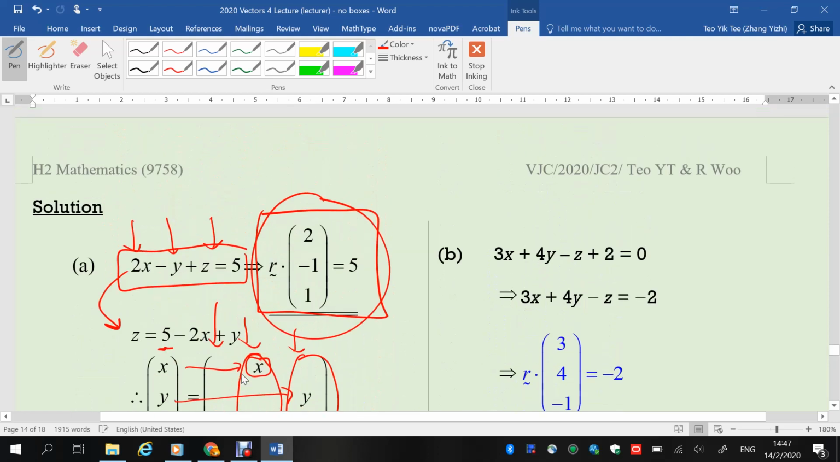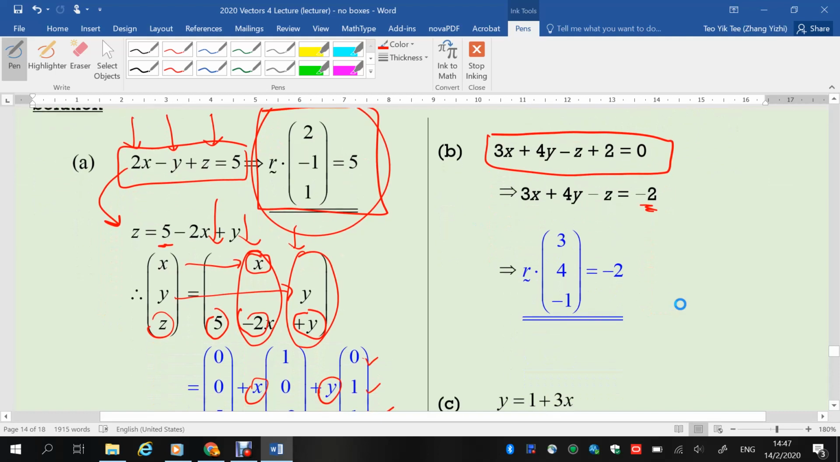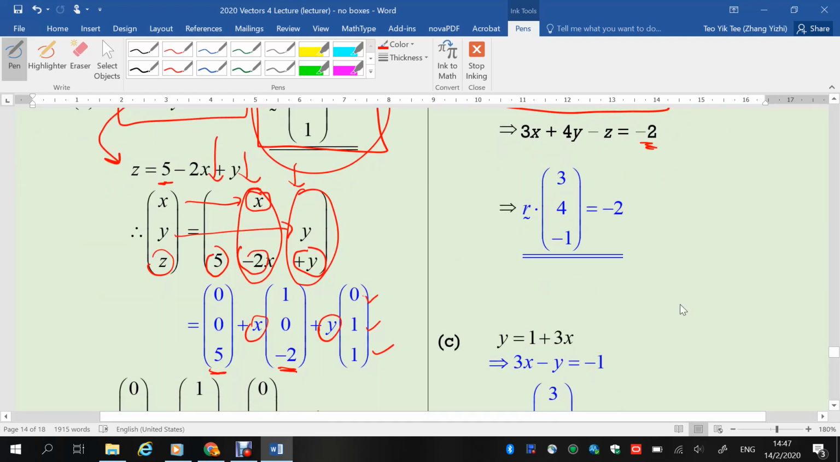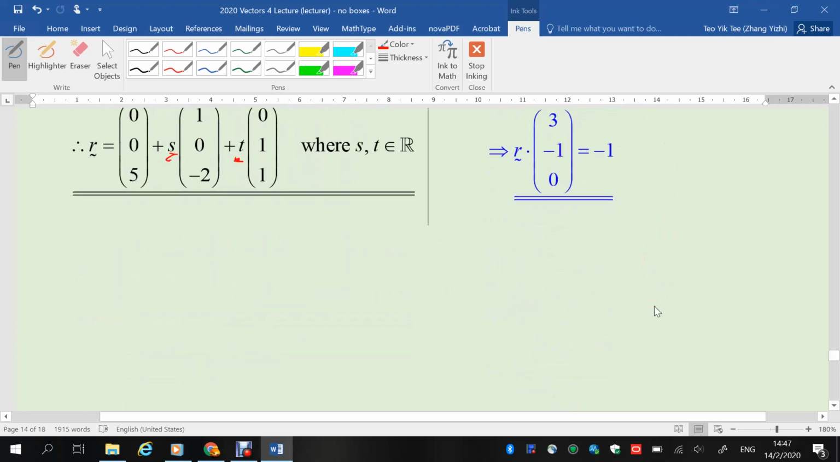Okay, let's try B again. B, I need you to write this in scalar product form or r dot n form. What to do? Change it into the form containing x, y, z on the left and numbers on your right. So it just becomes r dot 3, 4, minus 1 equals minus 2. Do some practice on your own so that you can understand. Then same thing for this. Okay, keep the x, y, z to the left, number on the right, and then you just replace it by r dot 3, minus 1, 0 equals minus 1.